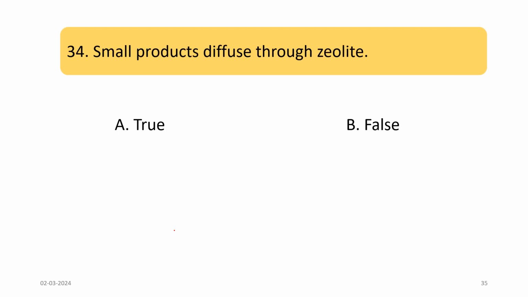Next is, the small products diffuse through zeolite. True or false? Small products diffuse through zeolite.